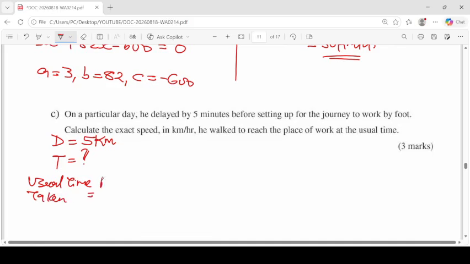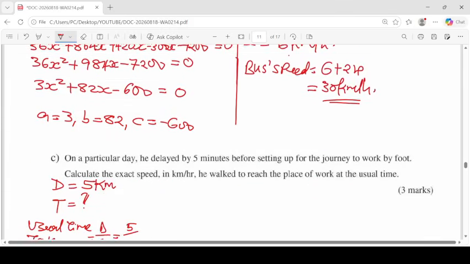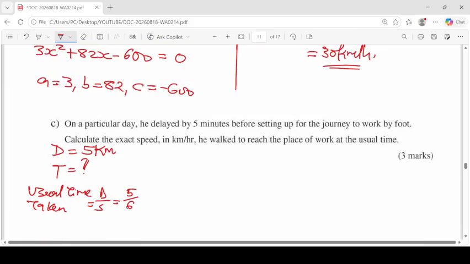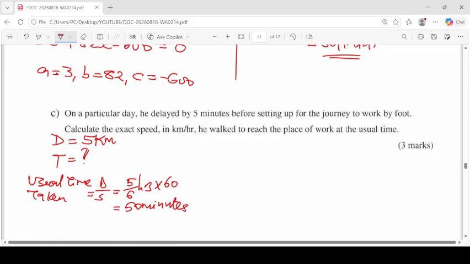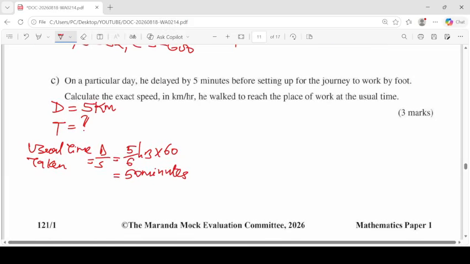is usually given by distance over speed. The distance is 5 kilometers, divided by the speed. While walking, the speed is x kilometers, so you divide 5 over 6. This is 5 over 6 hours, which when you multiply by 60 to convert it to minutes, is like saying 50 minutes. What do you learn in this case? When this person opts to walk to school or on foot, he takes 50 minutes to reach school.